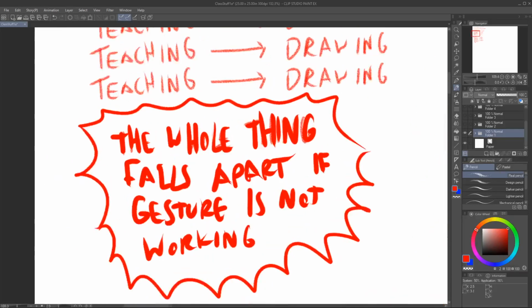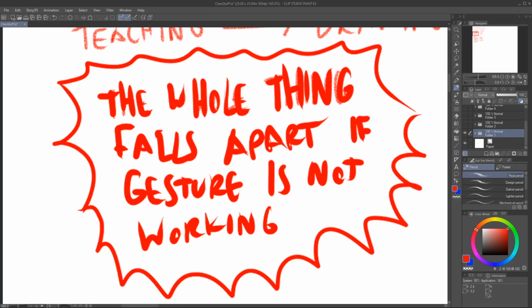Anyway, another key concept to think about is that the whole drawing will fall apart if the gesture is not working. The gesture gives everything its underlying oomph.